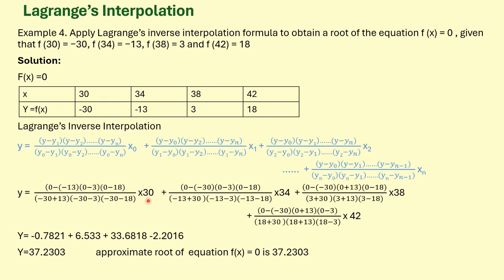This is x0, which is 30. This is x1, 34. Okay, x2, and this is x3. Now substituting all the values, we get this, and simplifying it, we get x equal to 37.2303. So this is the approximate root of the equation f of x equal to 0, and the value is 37.23.